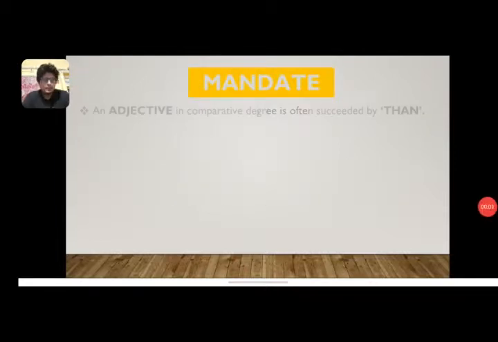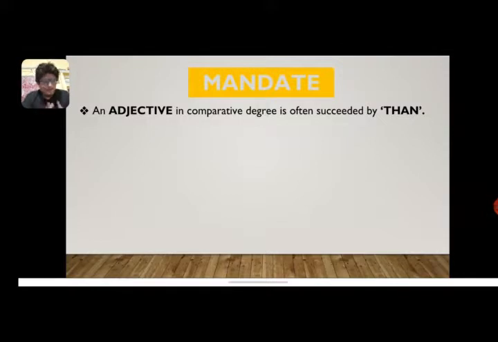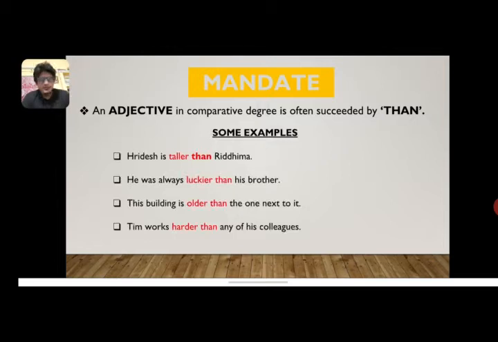Let's head to mandate number 2, that means compulsion number 2. An adjective in comparative degree is often succeeded by the word than. Now this is a connector that is very frequently used, not always, when we use the adjective in its comparative form. So if I say Hridesh is taller than Ridhima, and I miss that word than, the sense of the entire sentence is going to go wrong, right? So Hridesh is taller than Ridhima.